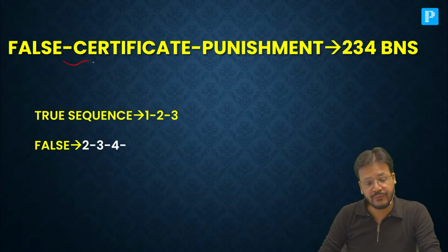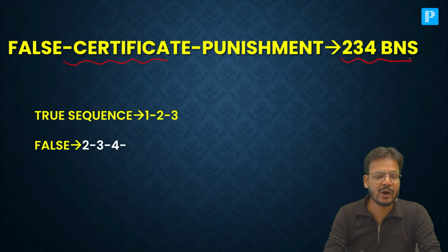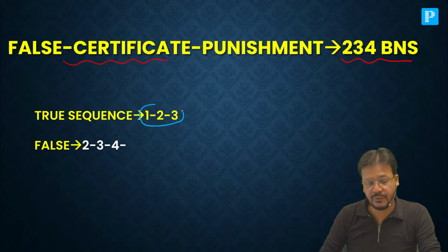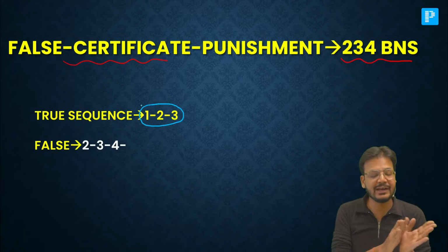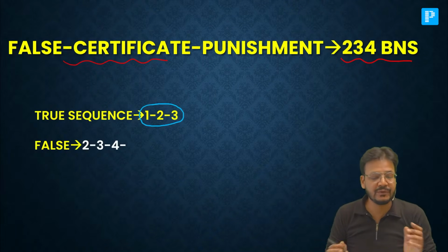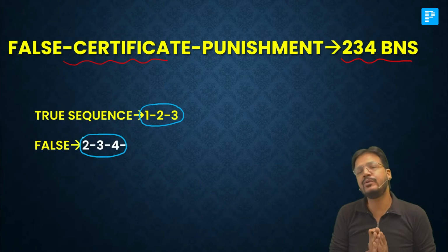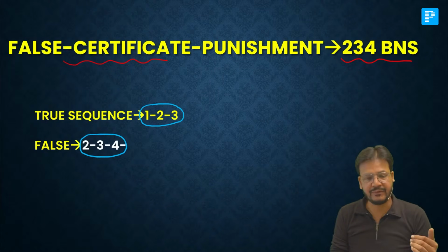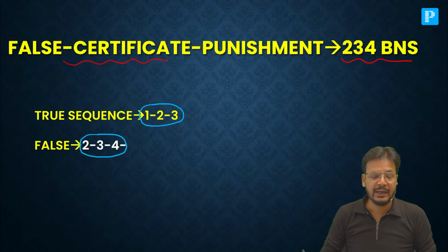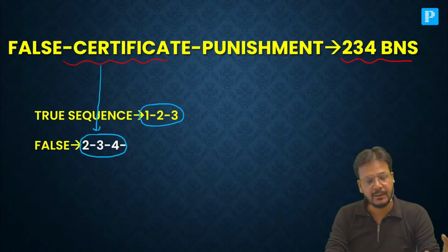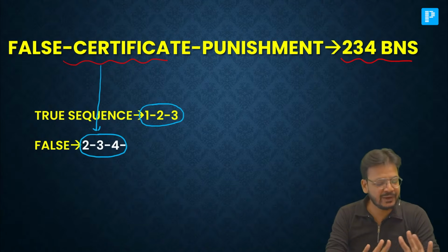Now, false certificate. If you are making a false certificate, it is punishable under 234 BNS. Now, how to remember? I am making a very simple trick for you. Your true sequence is 1, 2, 3. If you are making a true certificate, remember 1, 2, 3 is the true sequence. False sequence is 2, 3, 4. If someone asks what is a true sequence, 1, 2, 3. And what is a false sequence, 2, 3, 4? It means making a false certificate is punishable under 2, 3, 4 BNS. I have made one very simple trick.